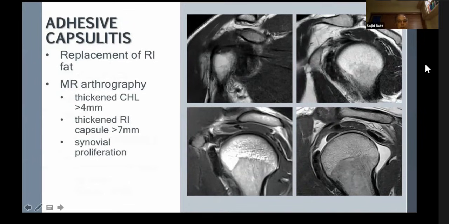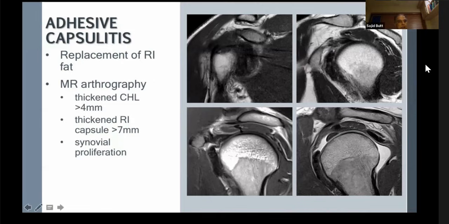Sagittal imaging in this patient, that's the front, that's the back, that's the top, that's the biceps tendon, that's the rotator interval. Notice the thickened coracohumeral ligament. Normally, we just about see it. Here, it's massively thickened. Notice how the fat of the rotator interval, another sagittal image, almost similar to that, all the fat in the rotator interval is gone. Notice how thick the rotator interval capsule and the CHL are in this case.